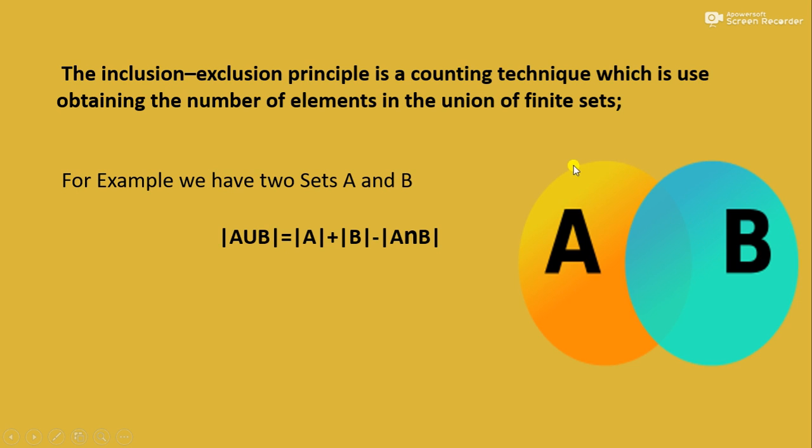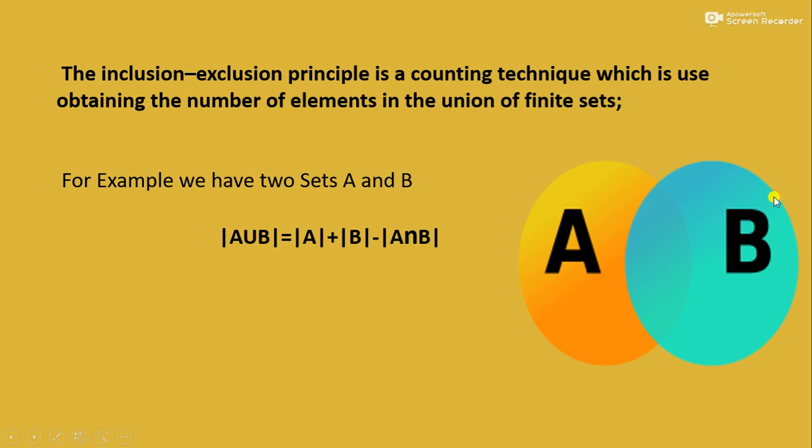First we add the cardinality of A, that is the total number of elements in A. Then we add the total number of elements in B. Then we subtract the total number of elements which are present in both sets. We have counted this region twice, so we need to subtract this region. This region is A intersection B.